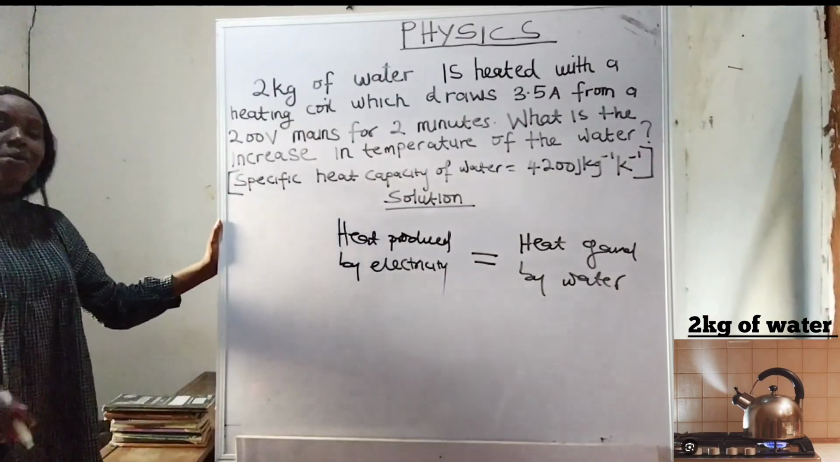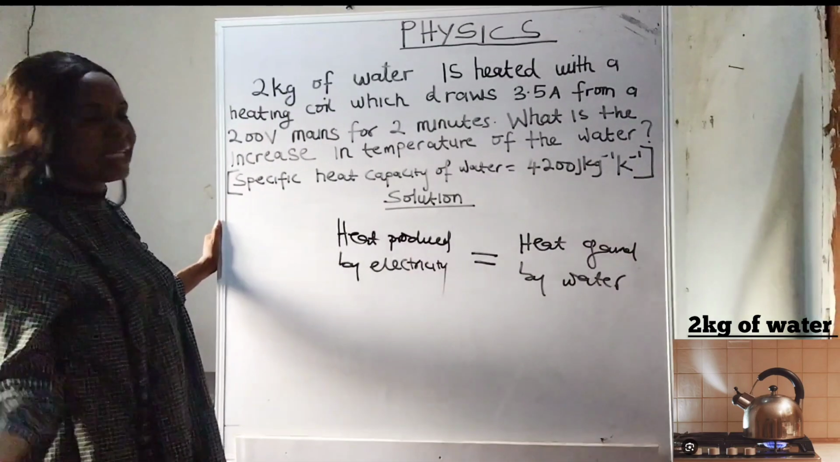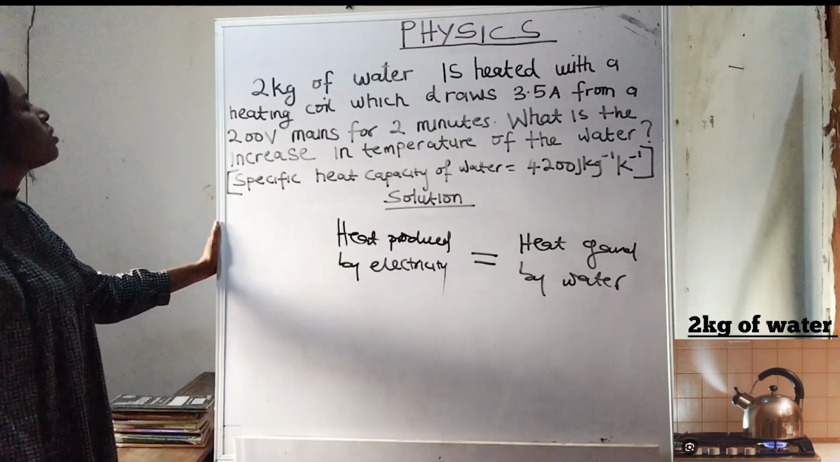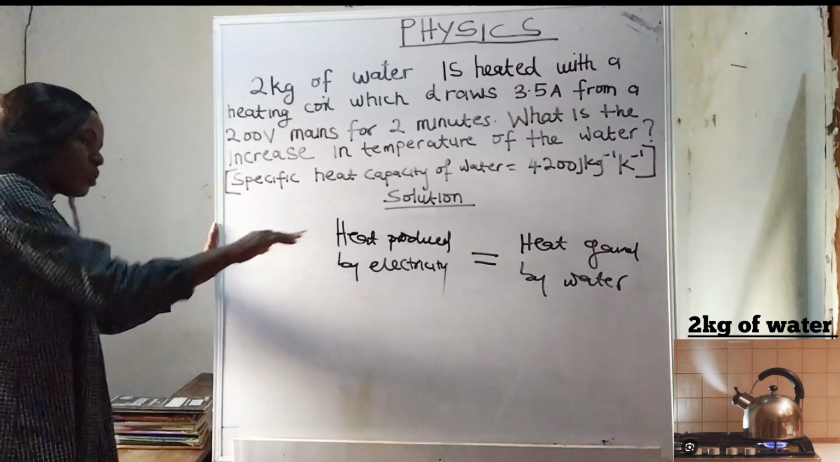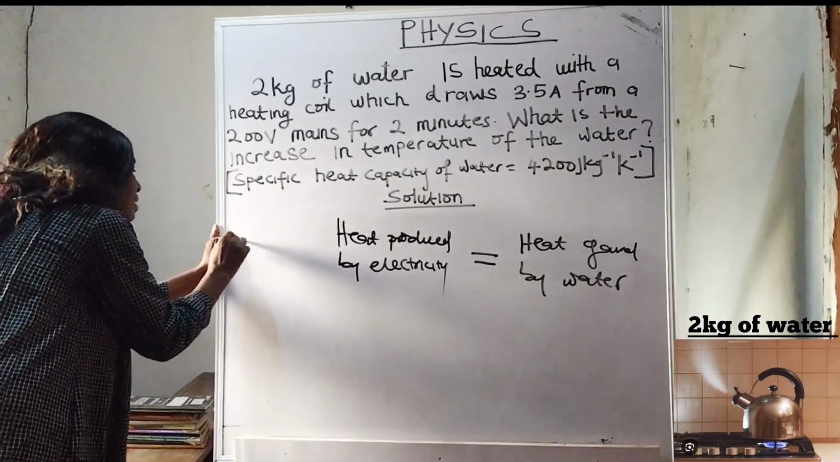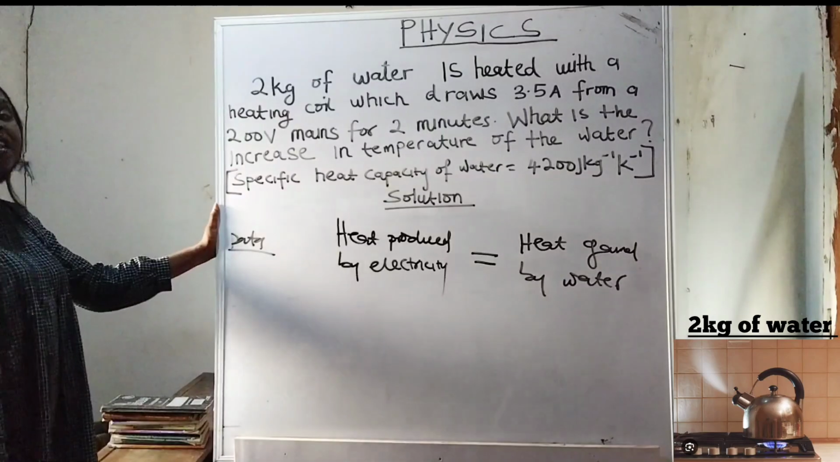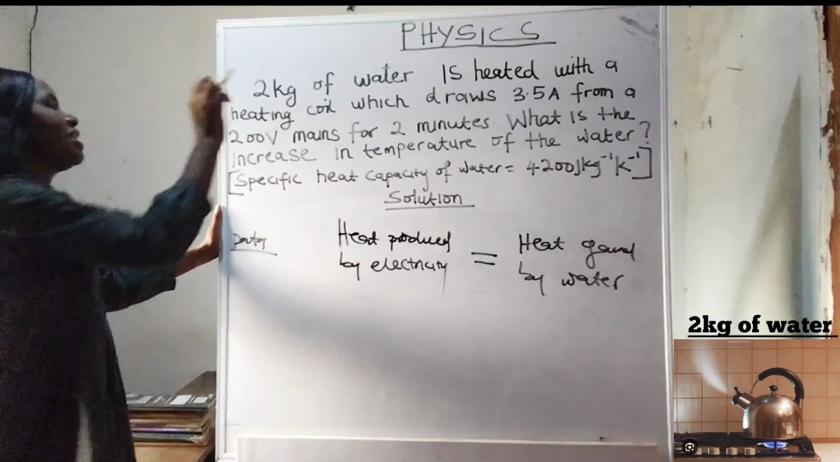Now I want to write this formula. Everything in physics goes with a formula, so I want to put down the formula and start solving. But before I put down the formula, let me look at the data given to us, because that will make me know the formula to apply. So if I write that down here, that is the information in this question. The first information I see here is 2 kilograms, and mass is measured in kilograms.